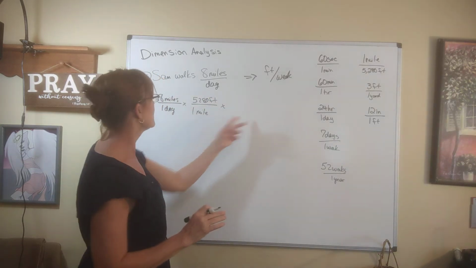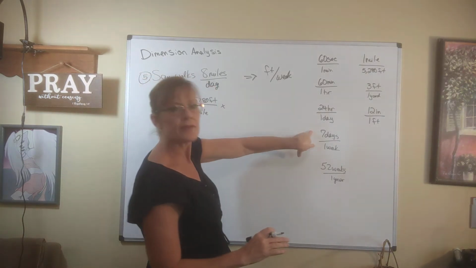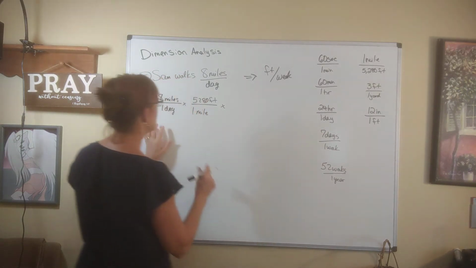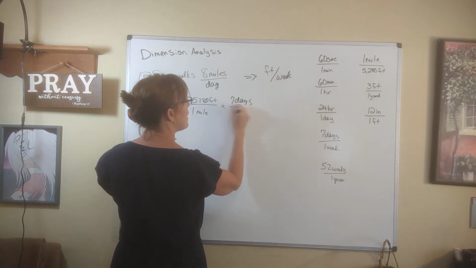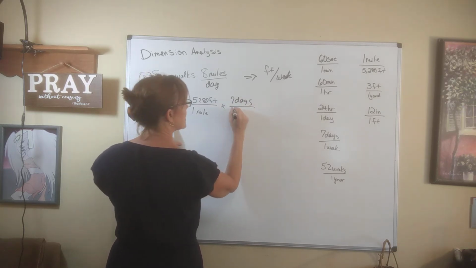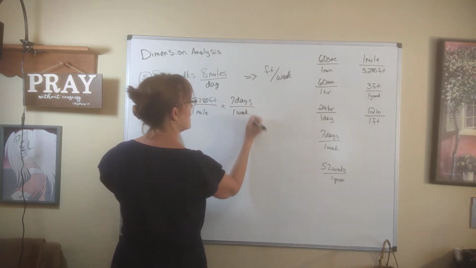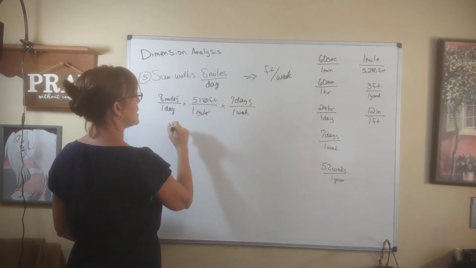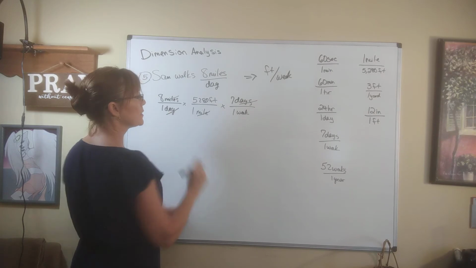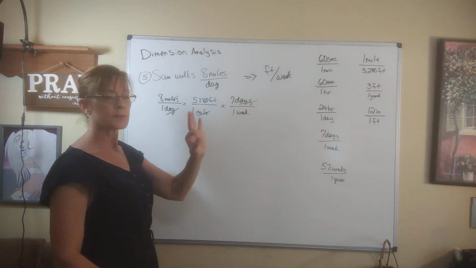Now I want to convert it to weeks. Well, days, oh, there's 7 days in a week. That's not too bad. So I want to kill the days, so I'll put the 7 days up top so that these will cancel, and I'll say per 1 week. All right, let's see. Miles cancels with miles. Days cancel with days. And what am I left with? Feet per week. So that's perfect.